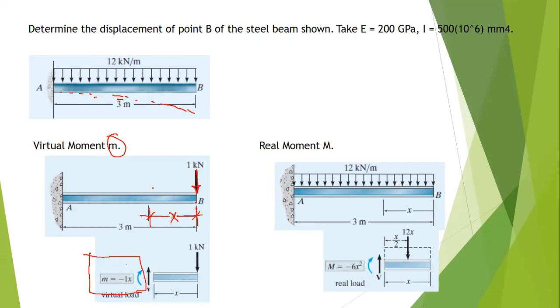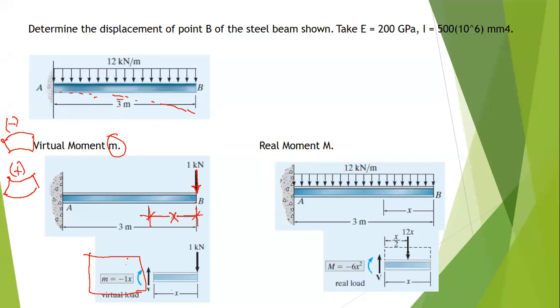-1 times x. Negative simply because in our convention, once the top is under tension, then we would consider that as negative moment. And if our bottom fiber is under tension, then that will be positive. As you can see here, this moment causes negative moment, and it is simply equal to 1 times x.